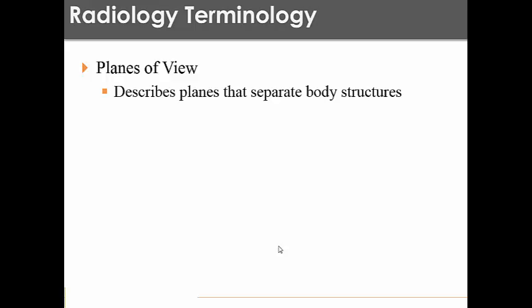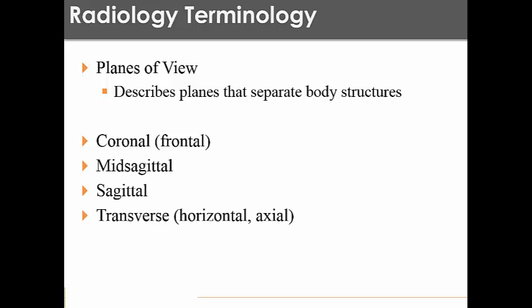Let's briefly review some radiology terminology. First, you have your planes of view, and basically that just describes the planes that separate the body structures, and that's divided into 4 different sections: your frontal, which is coronal, mid-sagittal, sagittal, and then your transverse, which is horizontal or axial.